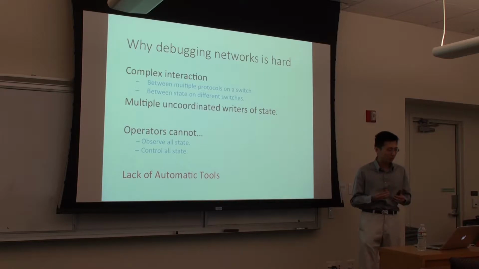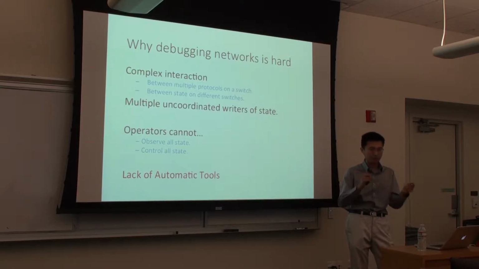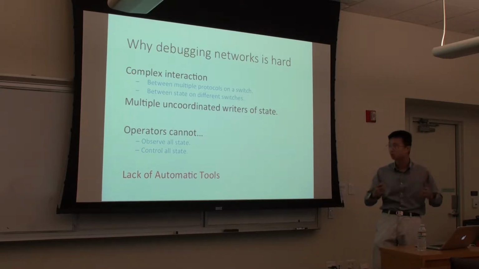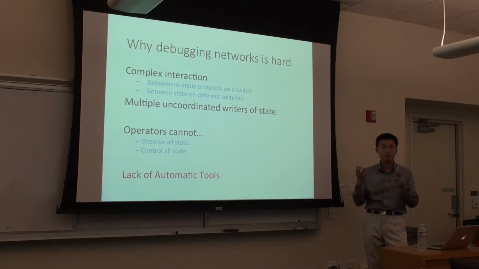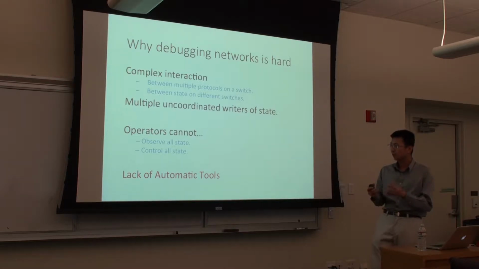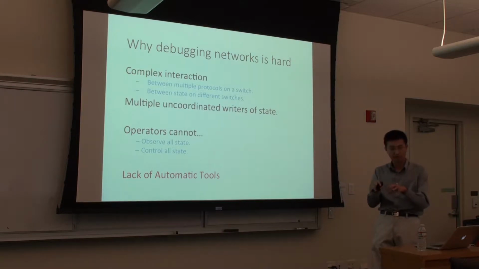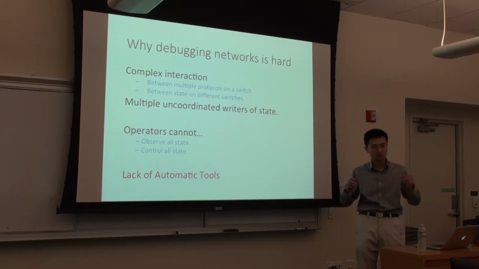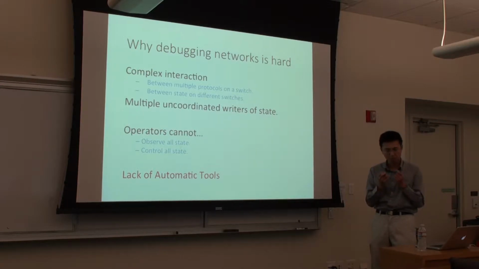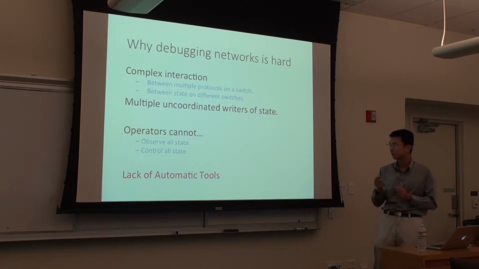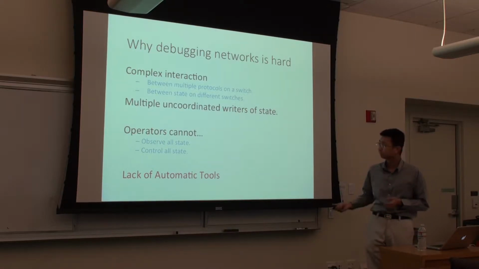First of all, modern networks are very complex. There's complex interaction between multiple protocols on the same switch, and there's complex interaction between state on different switches. And the result is that there are multiple uncoordinated writers to the state simultaneously. As a result, operators cannot observe all the state because it is distributed, and they cannot control all the state because it is controlled by the distributed protocol. But most importantly, debugging is so difficult because of the lack of automatic testing tools.